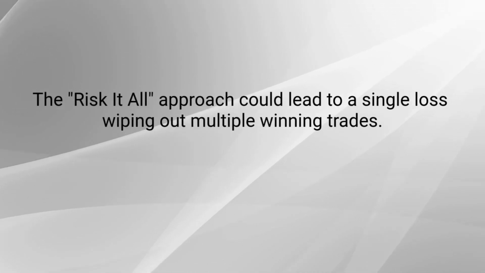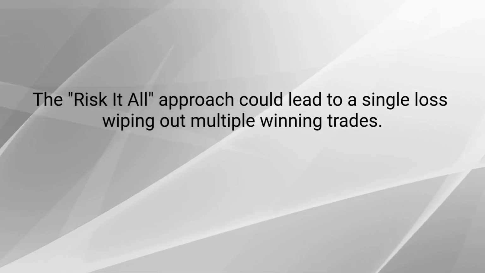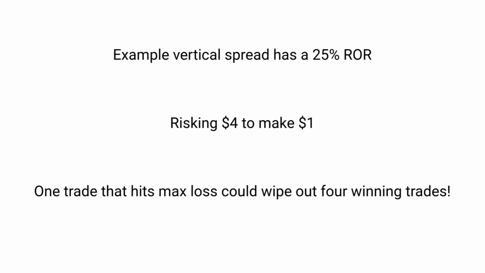The downside to just risking it all is that it can lead to a single losing trade completely wiping out a lot of winning trades. For example, if your typical trade has a return on risk of 25%, that means you're risking $4 to try to make $1. One losing trade in that scenario could wipe out the profits from 4 winning trades. You'd have to have an 80% success rate just to break even.